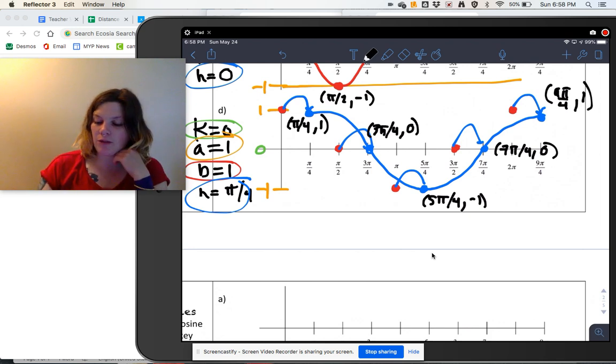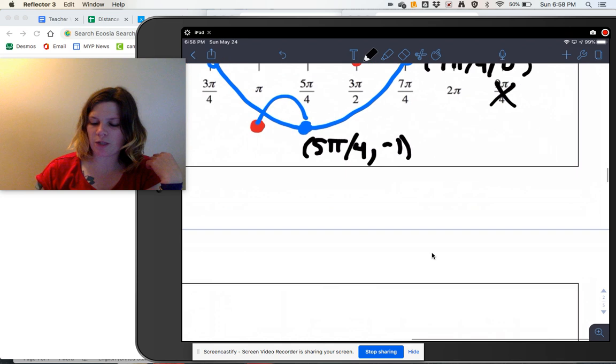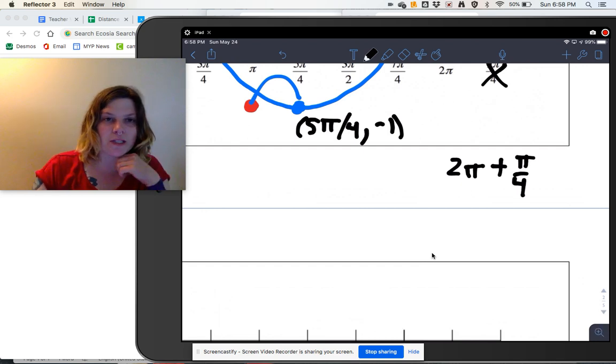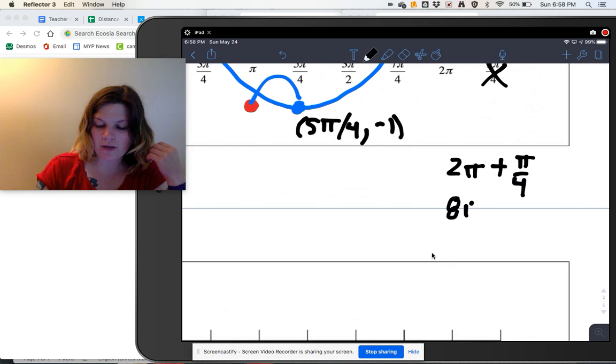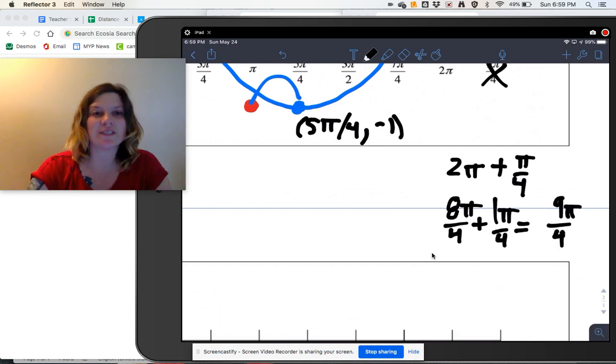Now I want to give you a hint for how you could get these values if you weren't sure what they were. Like if this wasn't written here on our graph, how would you know it's 9 pi over 4? Well, it's basically just fraction addition. So you have 2 pi and you have to add pi over 4. Well, that's just like using an x instead of a pi. We would turn this into fourths. So we'd have 8 pi over 4 plus pi over 4, which is the same as 1 pi. So that would be 9 pi over 4 for your final answer on that one.